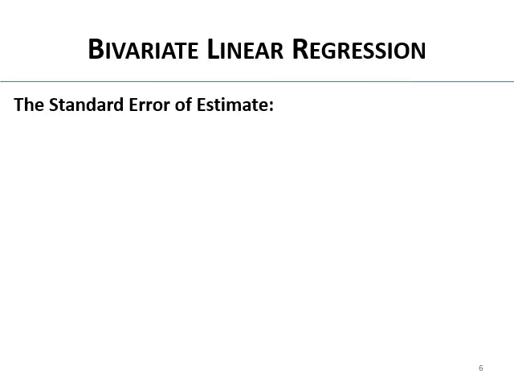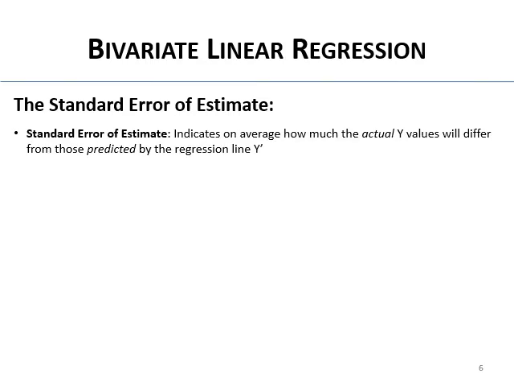Something called the standard error of estimate. The standard error of estimate in bivariate linear regression indicates, on average, how much the actual y values will differ from those you predict from your regression line, that is y prime. So how much, for example, someone's actual salaries differ from what you predict based on your model knowing their beginning salary.